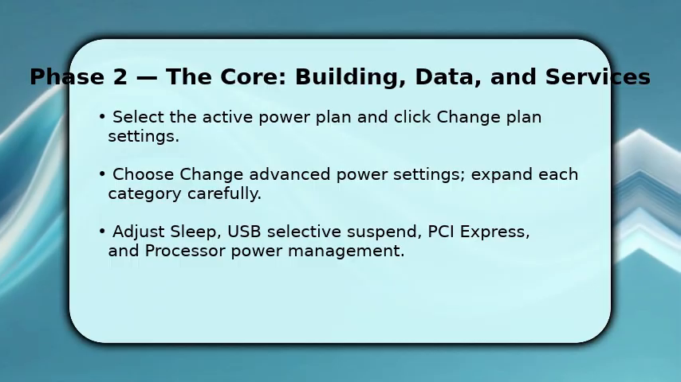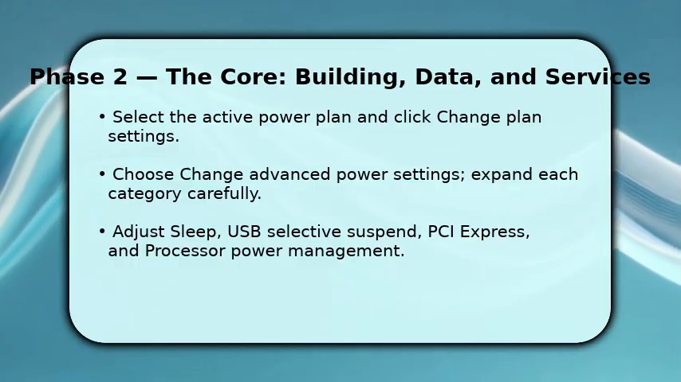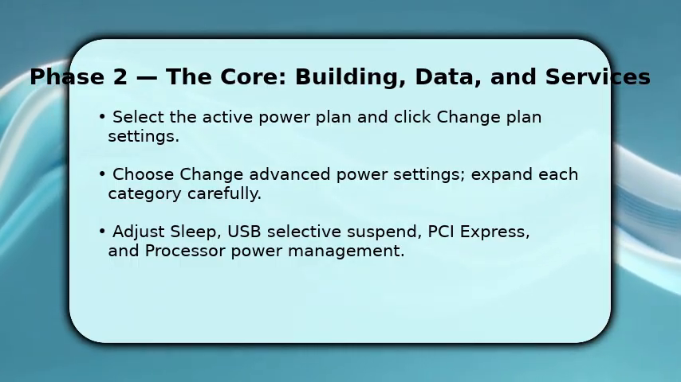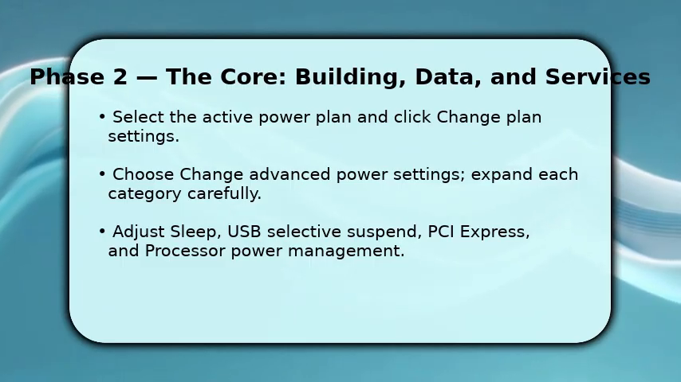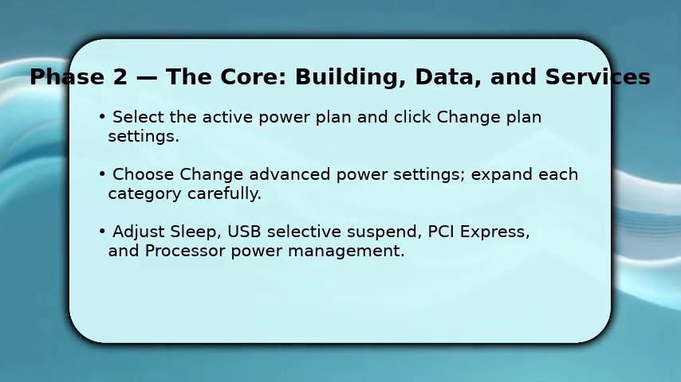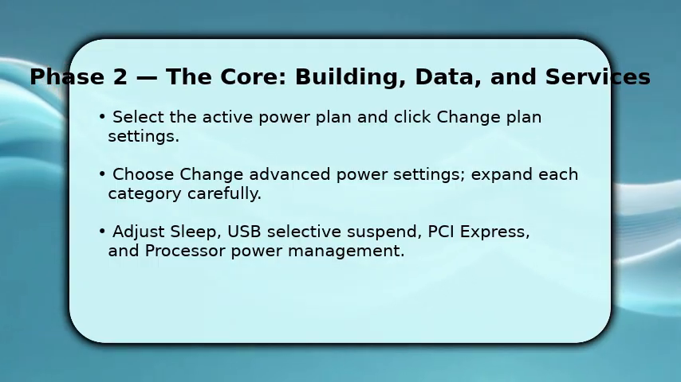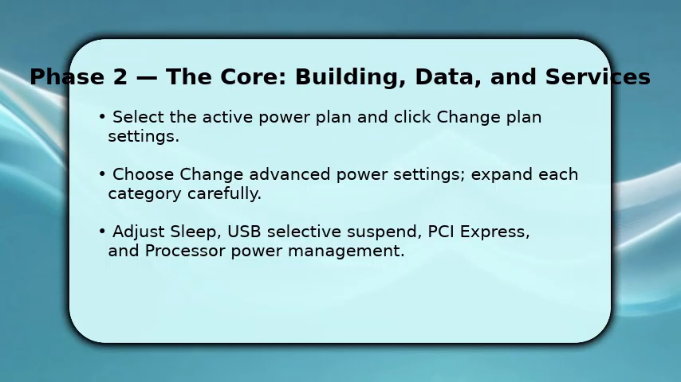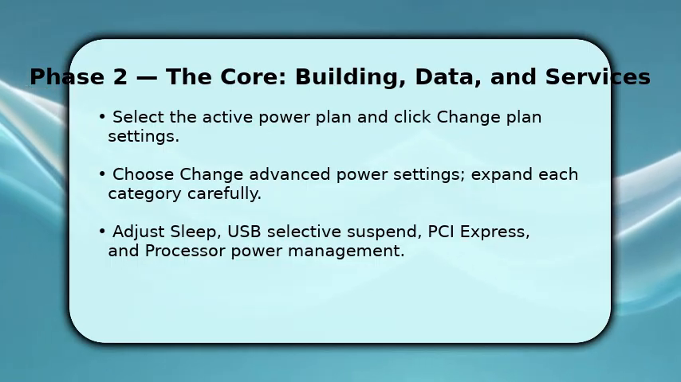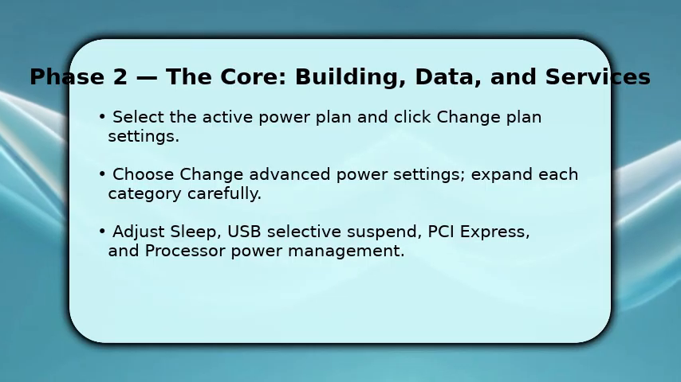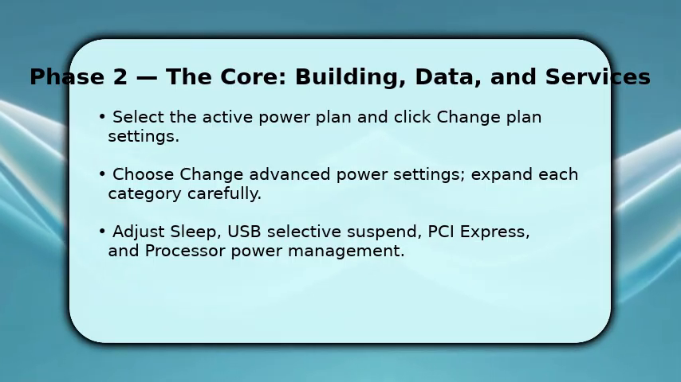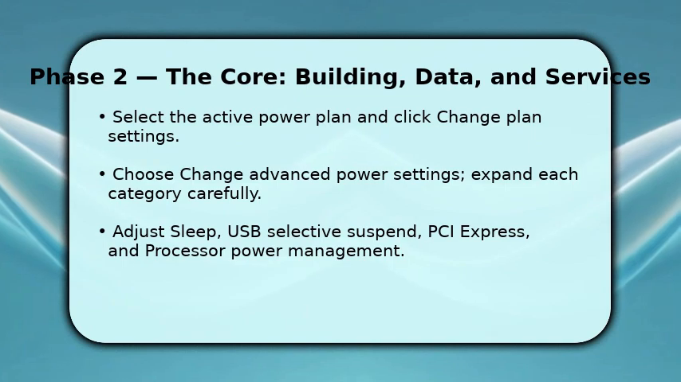Expand Sleep, then set Hibernate and allow hybrid sleep appropriately. Disable USB Selective Suspend if devices misbehave. Under PCI Express, set Link State Power Management to off to avoid unexpected sleep. For processor power management, set minimum to 5% and maximum to 100% for responsiveness. These adjustments fix most conflicts between hardware and Windows power policies.